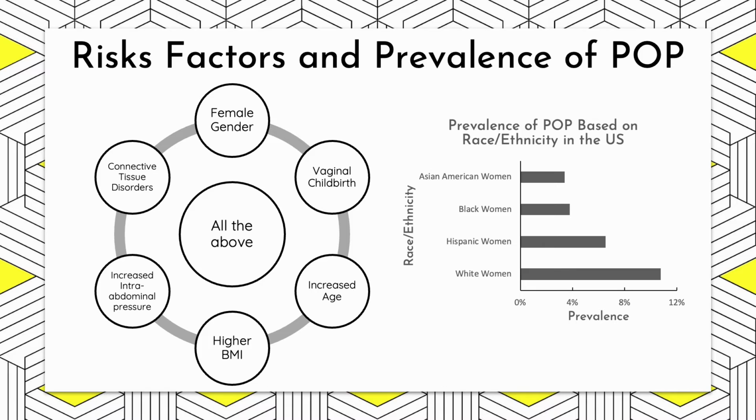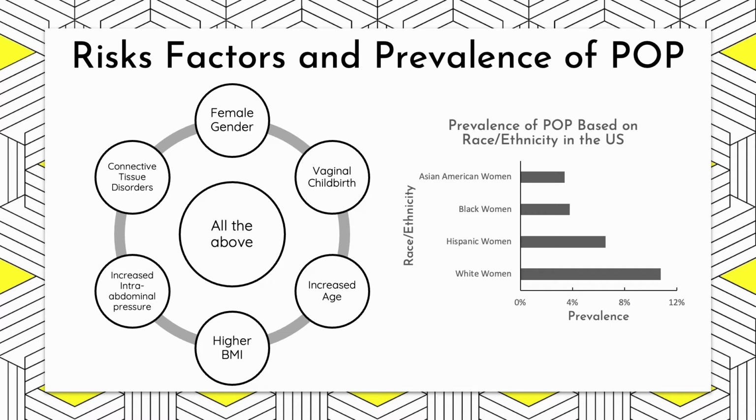The graphic on the left shows many of the risk factors associated with developing POP. A combination of these factors may lead to a greater chance of developing a prolapse. White women in the United States have the highest percentage of diagnosis at 12% of the population, followed by Hispanic women at around 7%, and so on.